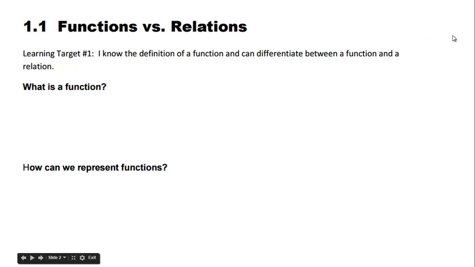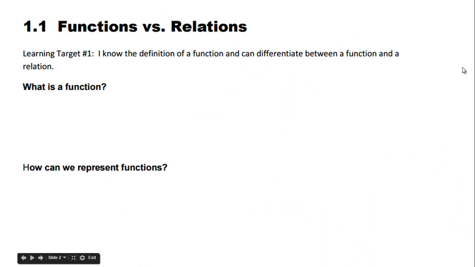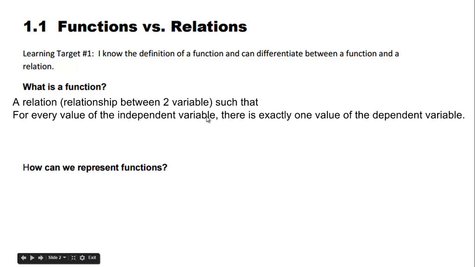So what is a function? Going back to these, we can kind of come up with an idea here. And so we notice that actually a function is a relationship between two variables. So it is a relation such that for every value of the independent variable, there's exactly one value of the dependent variable. Or the easier way of saying that is, for every x value, there is one y value. For every input, there is one output. We'll say it like that as well.